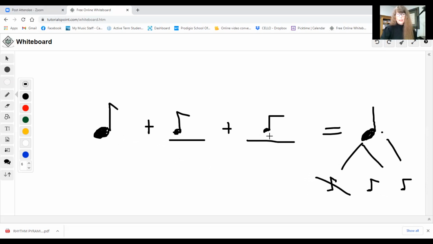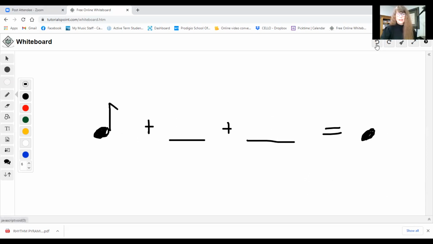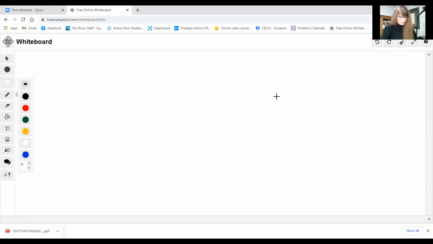3 eighth notes are the equivalent to 1 dotted quarter note. So that was one sample that they're showing you on page 26. Let's clear the board and try another example here.